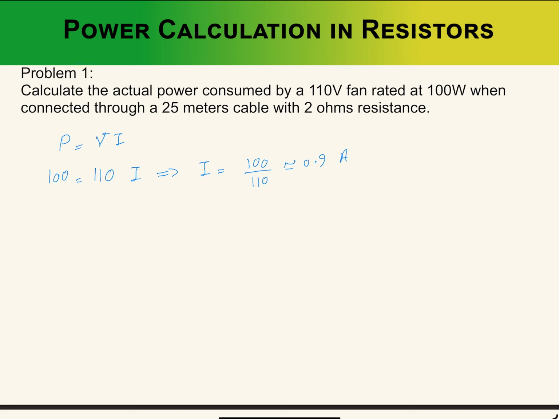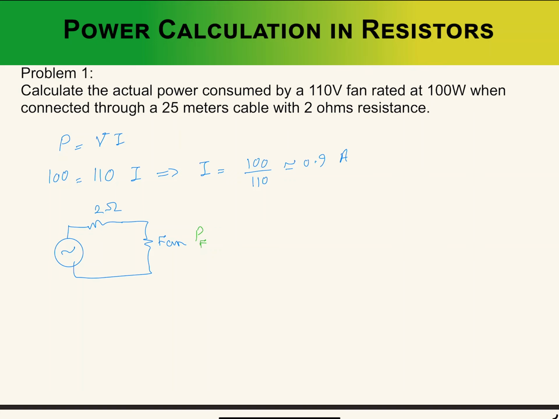Now, it's asking that when this fan is connected to a cable that has 2 ohms of resistance and also to 110 volts, what would be the actual power consumed by that? So let's draw a circuit diagram for a better understanding of this whole scenario. Imagine that this is the power source that is connected to a fan on the right side, with an internal resistance of the cable of 2 ohms as shown here. So the question is, let's try to find the power that is consumed, or PF, by this fan.